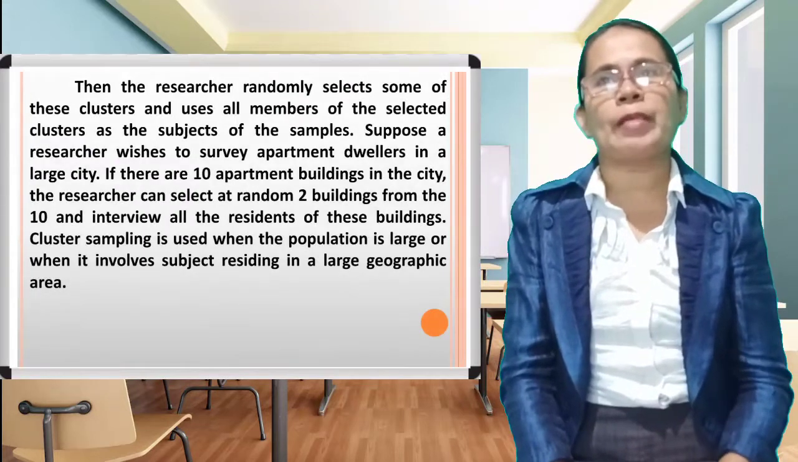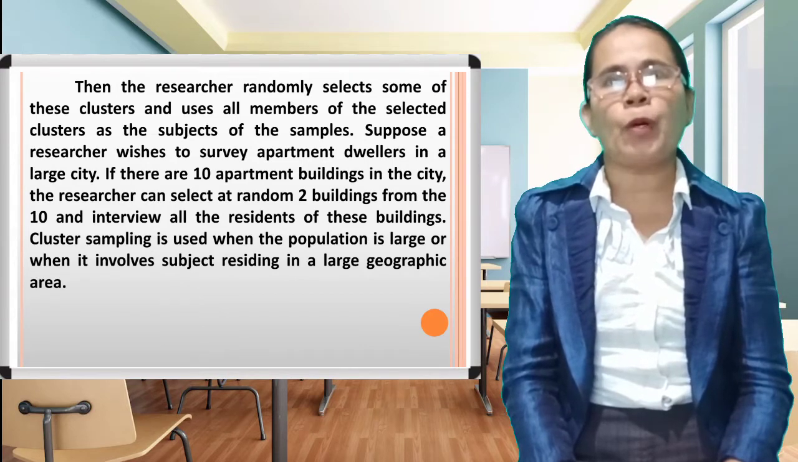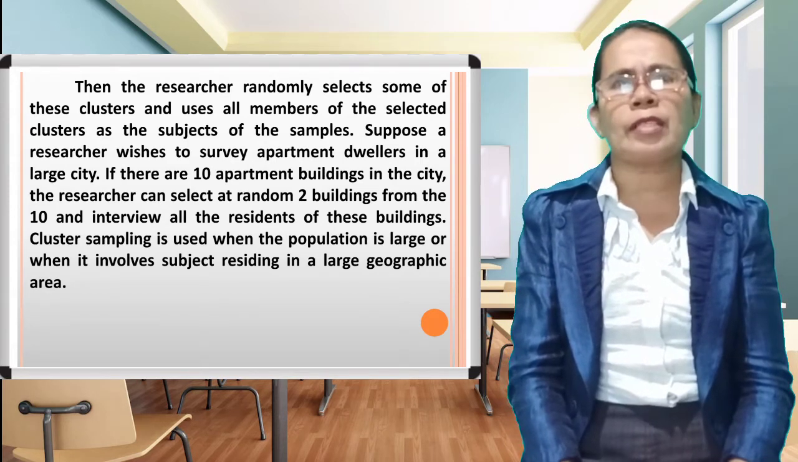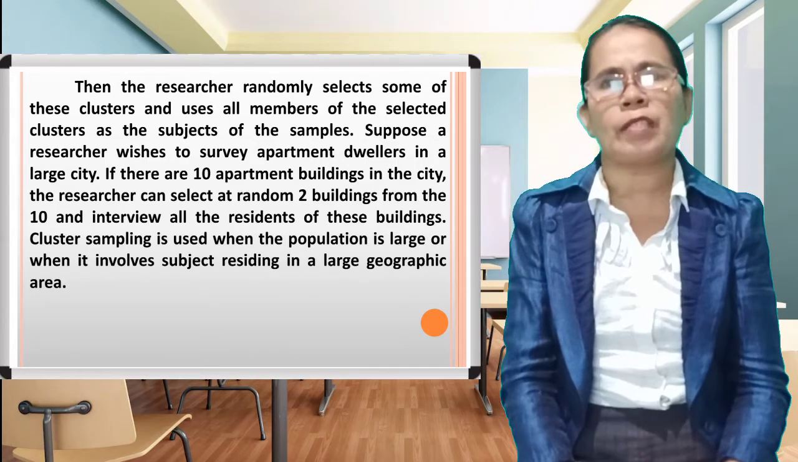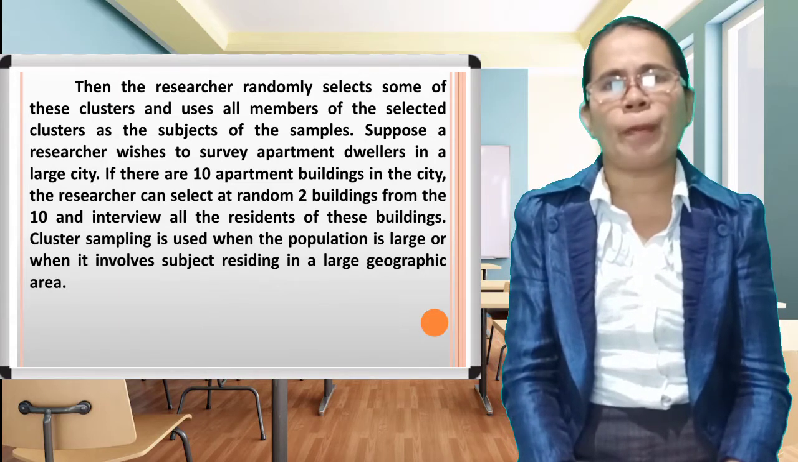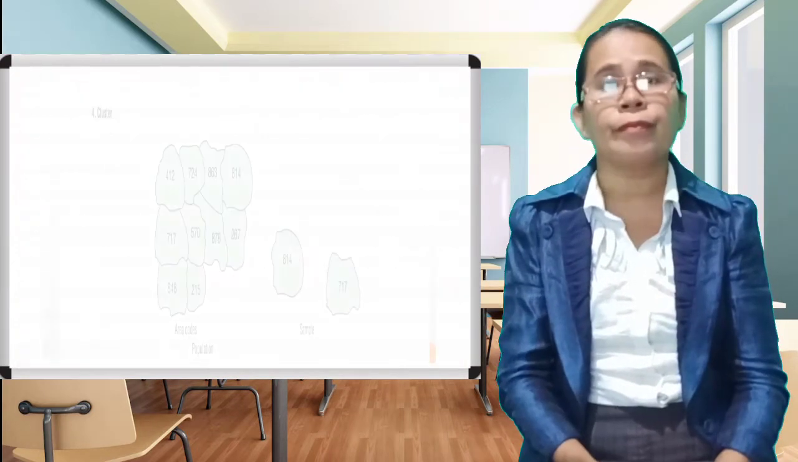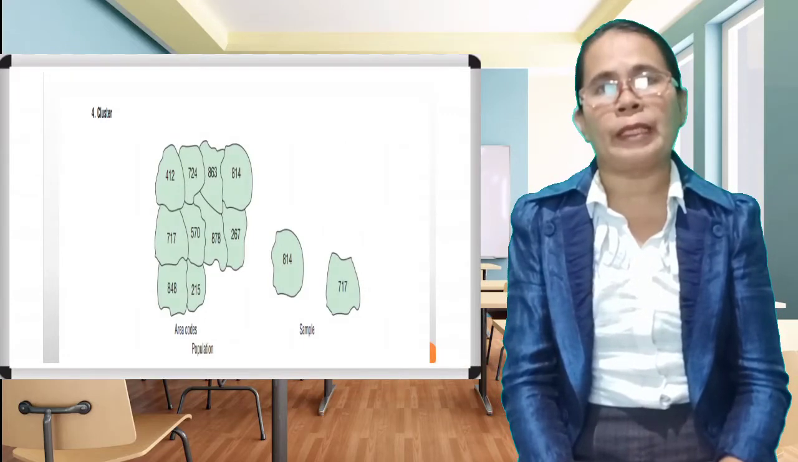Then the researcher randomly selects some of these clusters and uses all members of the selected clusters as the subjects of the samples. Suppose a researcher wishes to survey apartment dwellers in a large city. If there are 10 apartment buildings in the city, the researcher can select at random 2 buildings from the 10 and interview all the residents of these buildings. Cluster sampling is used when the population is large or when it involves subjects residing in a large geographic area. This is an example of a cluster sampling.